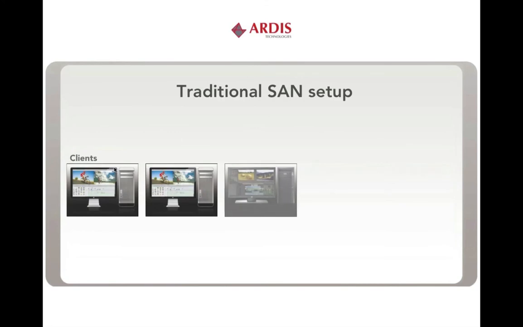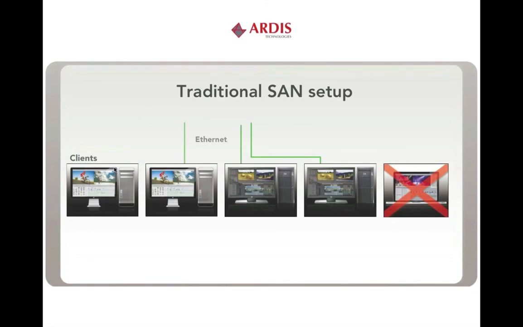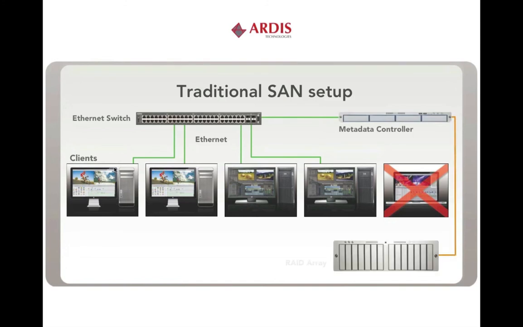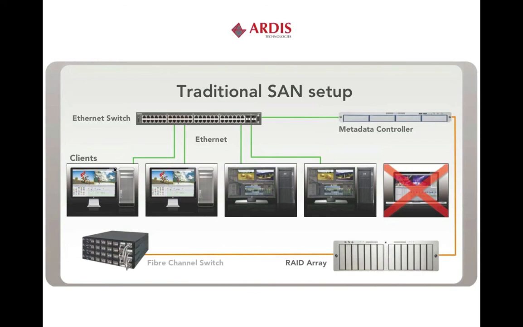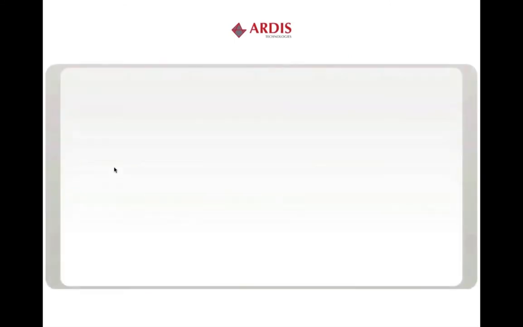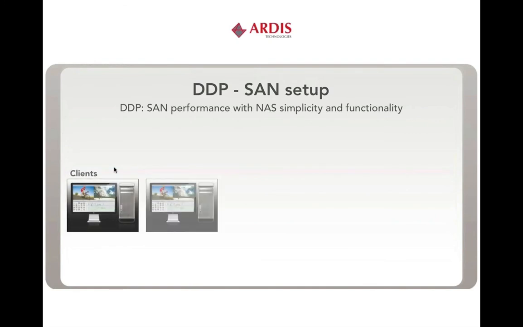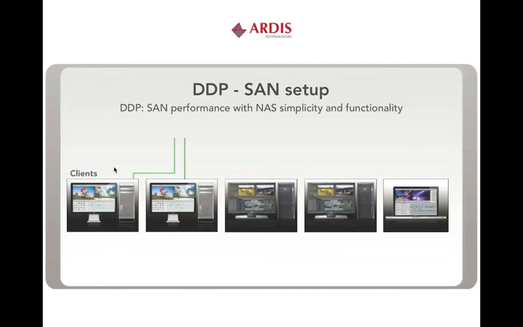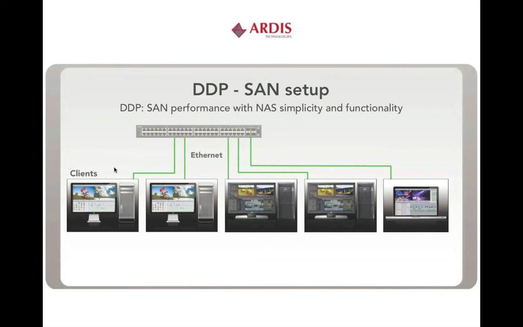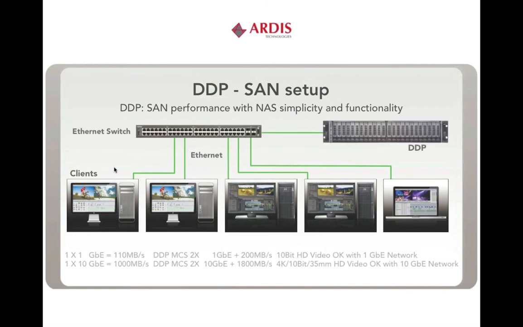So let's just mention a traditional SAN setup, like Xsan, for instance. We have a metadata controller, then an Ethernet network connected to your PC or Mac, and fiber channel. Of course, if you have an iMac or a laptop, you cannot do that. With the DDP SAN setup, everything goes over the Ethernet, as I said, either 1 gig or 10 gig. So it's very simple to install, very simple to maintain, and so on.